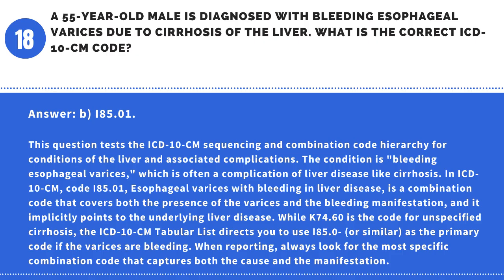While K74.60 is the code for unspecified cirrhosis, the ICD-10-CM tabular list directs you to use I85.01 or similar as the primary code if the varices are bleeding. When reporting, always look for the most specific combination code that captures both the cause and the manifestation.